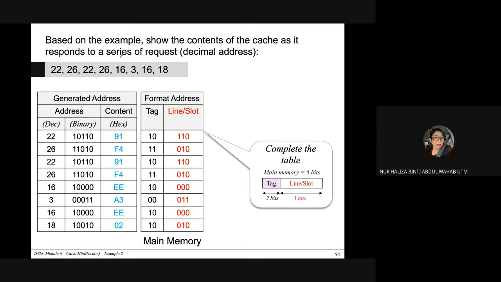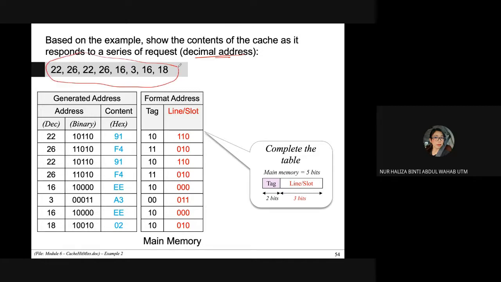So it gives you the hint on the decimal address. So you need to generate the address. So you have address and then content. The content is already given. This one is already given, and the address you need to work out. This is the address that is given, in decimal: 22, 26, 22, 26, and so on. This is already given.